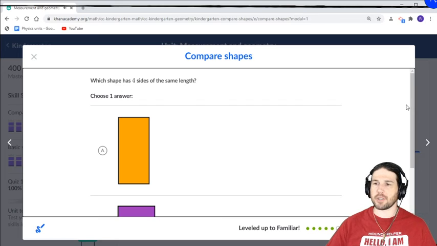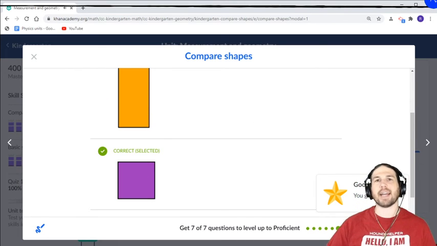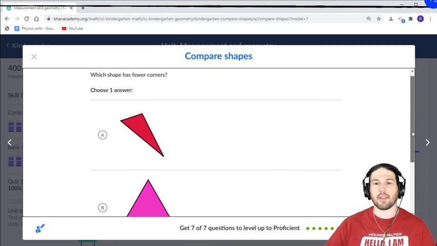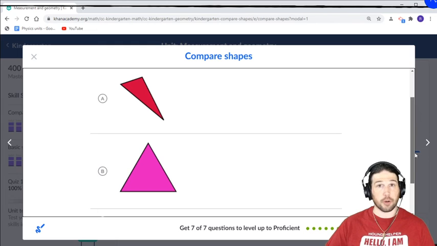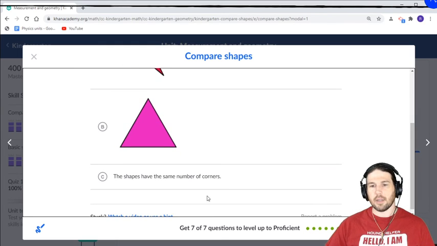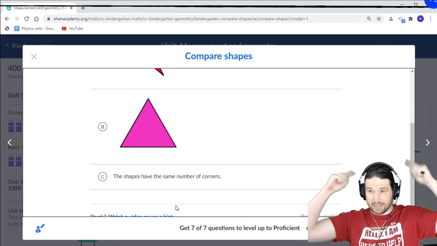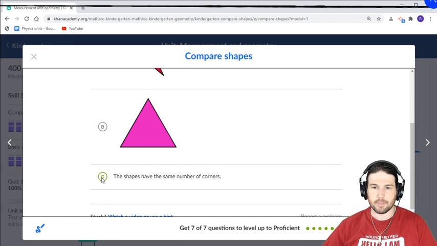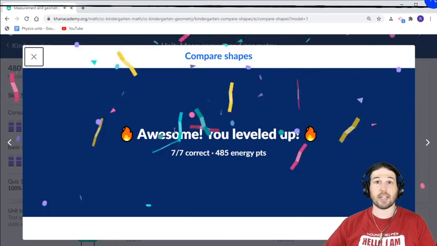Which shape has 4 sides of the same length? That would be this purple square here. And again, I like that they're throwing colors in without even asking the students to name them. It's another way of making them distinct. Which shape has fewer corners? Well, they both have 3 corners. They're both triangles. We could call them tricorners. And in fact, the tricorn hat is the hat that you see like the Minutemen wear in the Fallout series. They have the same number of corners. And we have successfully compared shapes.